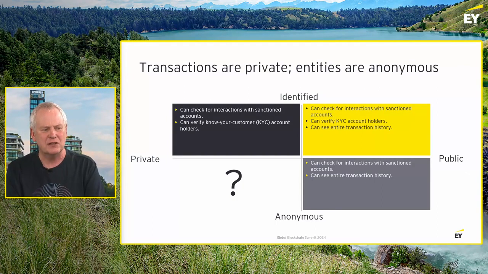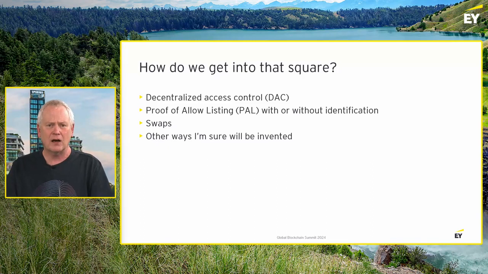So the next question is, how can we design solutions around there? And I'll show you some of our thinking as it's developed over the last year on that. So there's actually quite a few ways you can do that. One is decentralized access control. I've spoken a little bit about that before, so I'll go over it fairly quickly. There's something called proof of allow listing. There's swaps, and I'm sure there's other ways that will be invented, and we should, as engineers, be cognizant of this and be following it. So let's look at a few of these.